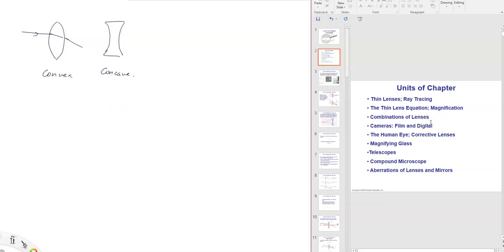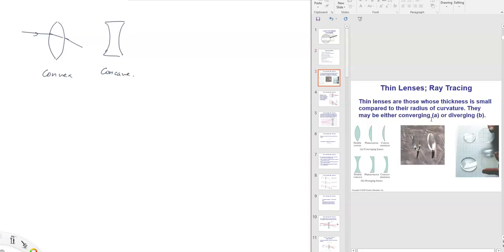Let's see what the next slide says. Thin lenses. We will mostly talk about thin lenses. There are thick lenses also, but for our ray diagrams and all that, we will stick with thin lenses, those whose thickness is small compared to the radius of curvature.